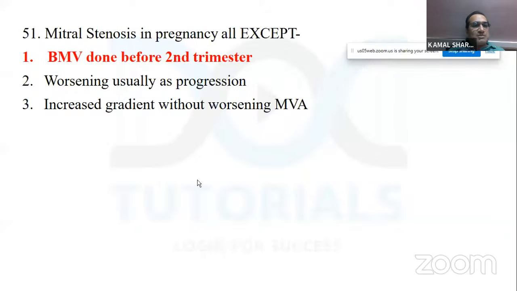Next question was mitral stenosis in pregnancy, worsening usually as it progresses, with gradient worsening without worsening of mitral valve area. I think some of the students were not able to clearly remember, but they were very clear about this option, and most of you got it right, that you don't do BMV before the second trimester. It's understood because you don't want radiation, number one, to the fetus before the organogenesis is complete.